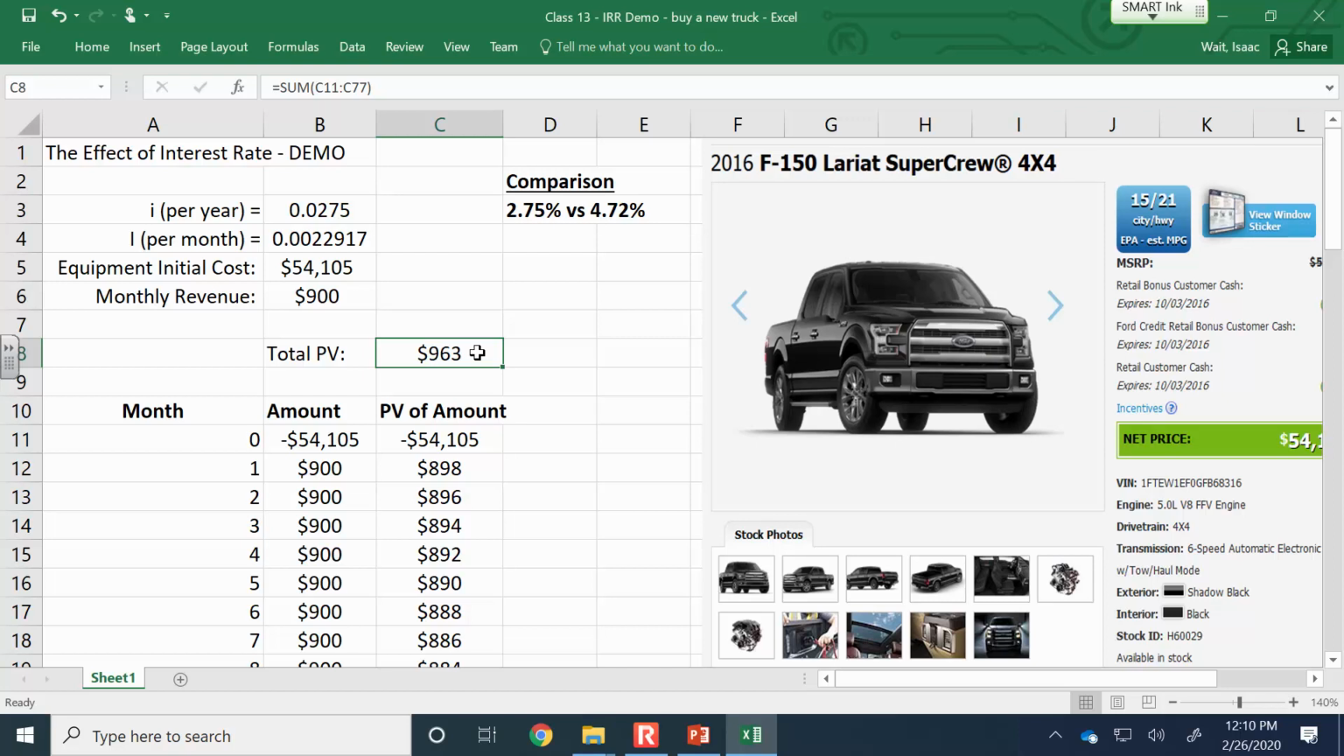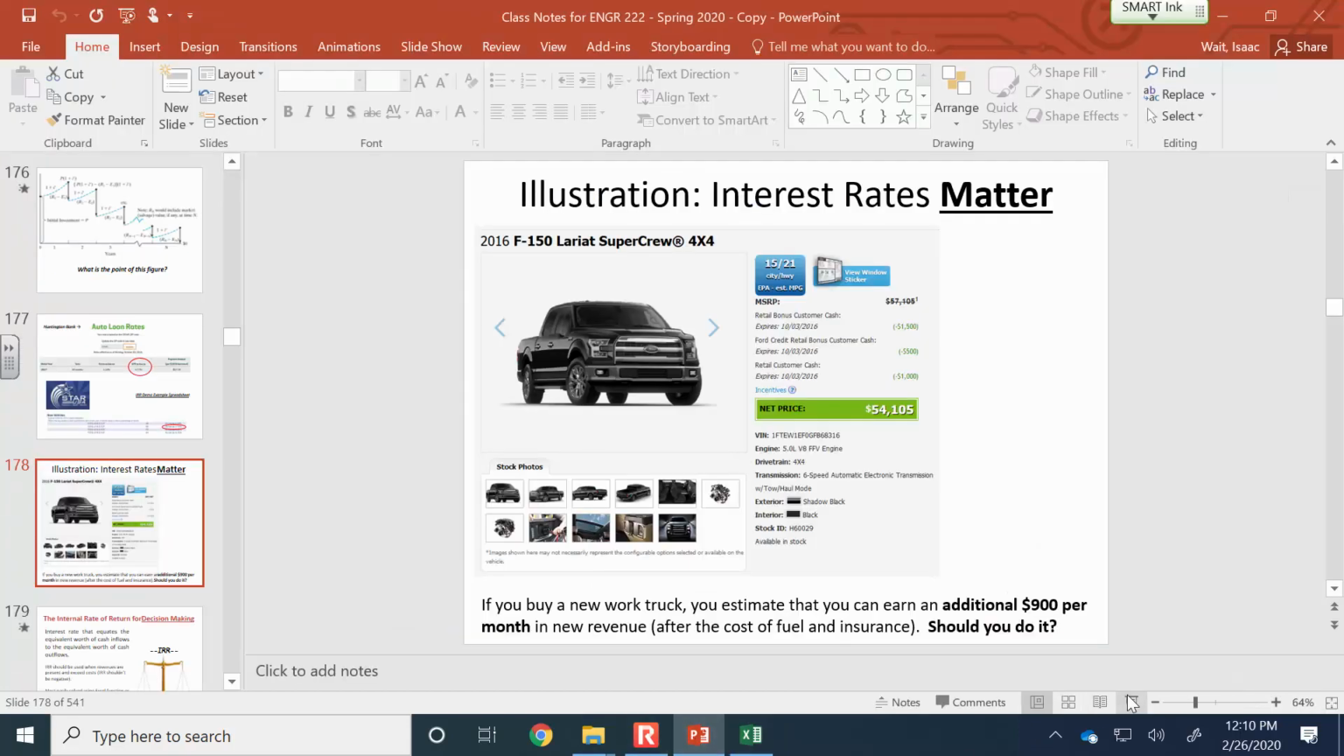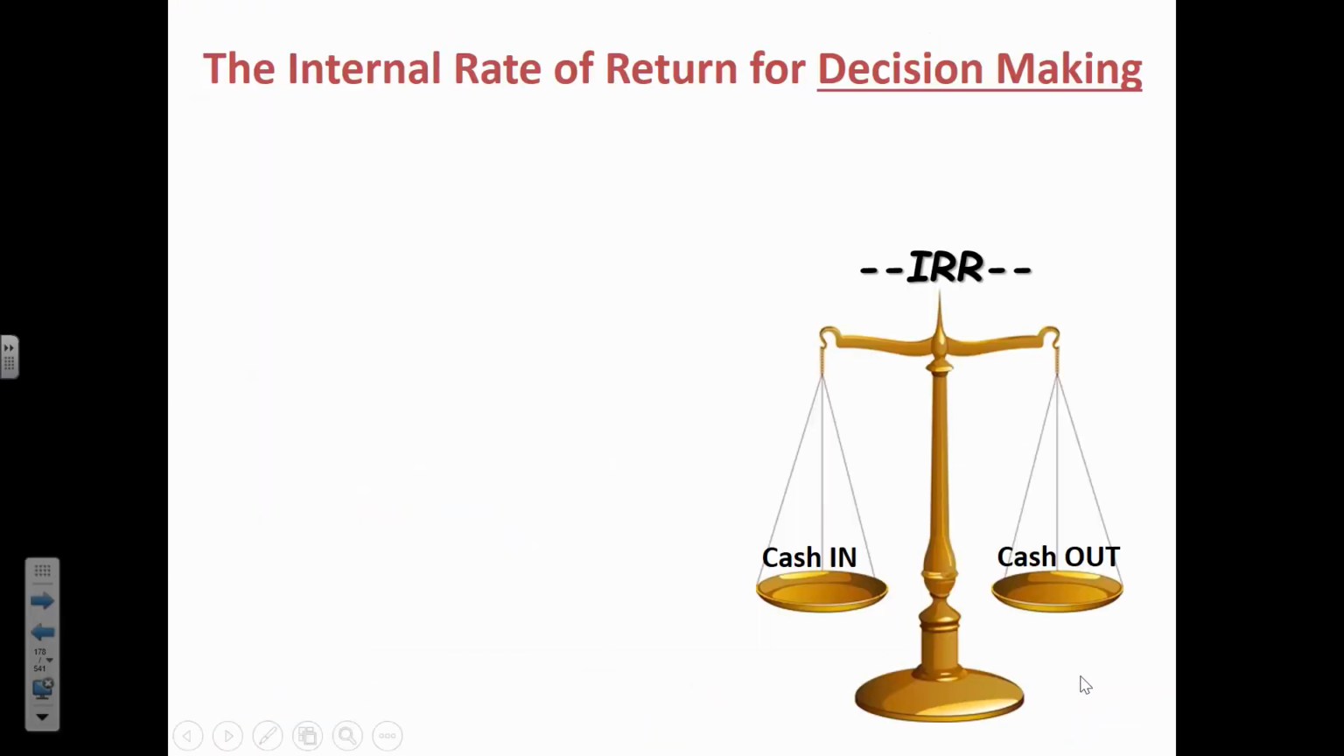So in this case, there has to be some break-even point where we said yes if the project was 2.75% interest and no if it was 4.72%. And that's what internal rate of return is.